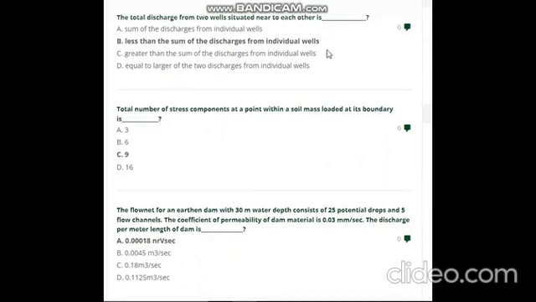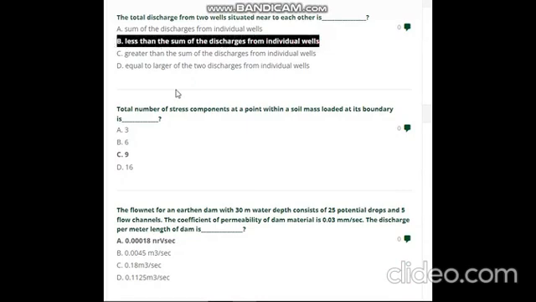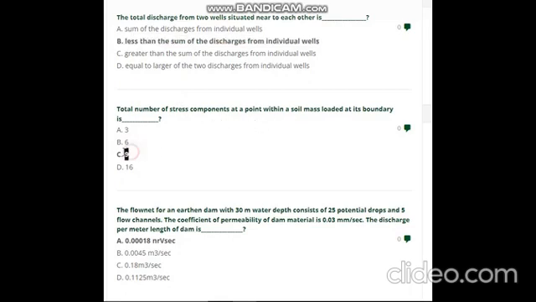The total discharge from two wells situated near to each other is less than the sum of the discharge from the individual wells. Total number of stress components at a point within soil mass loaded at its boundary is 9.